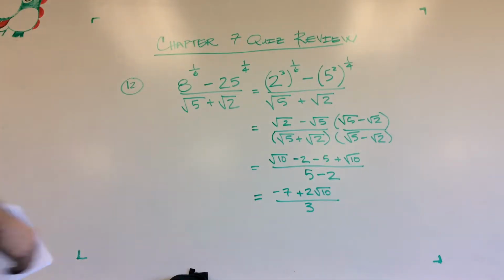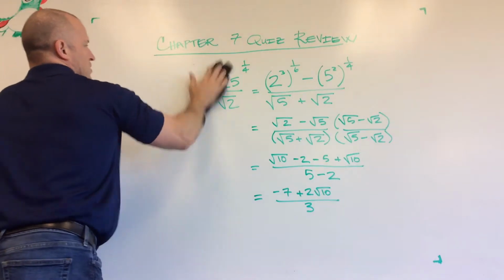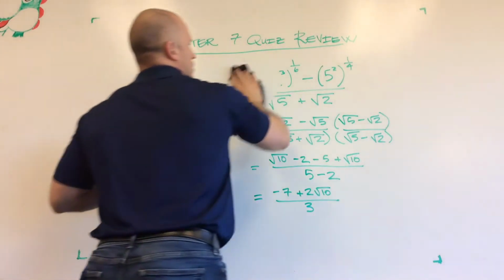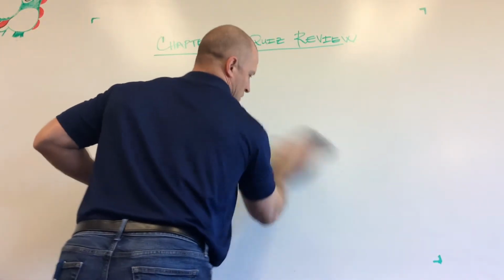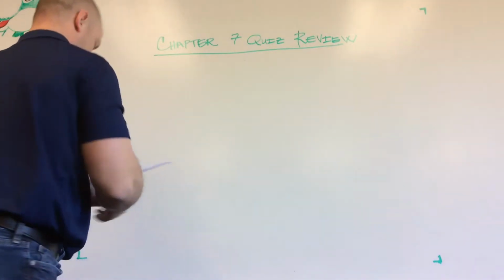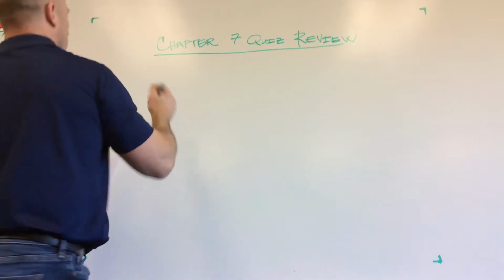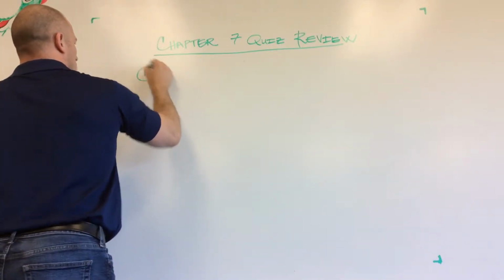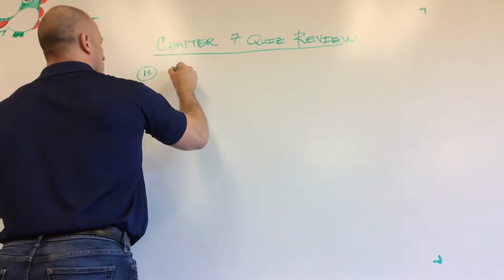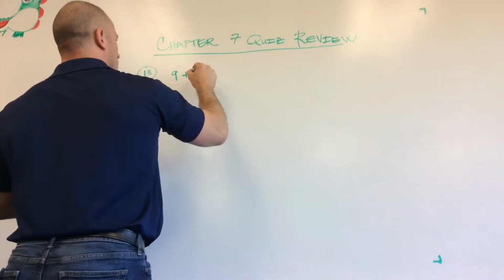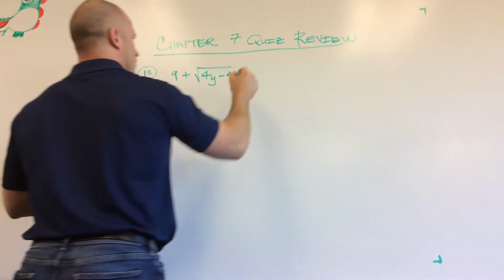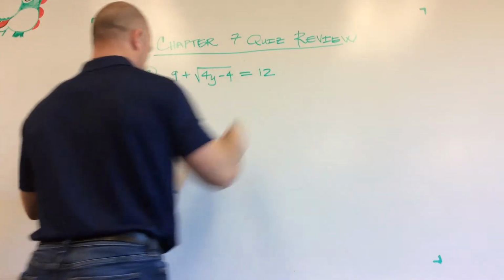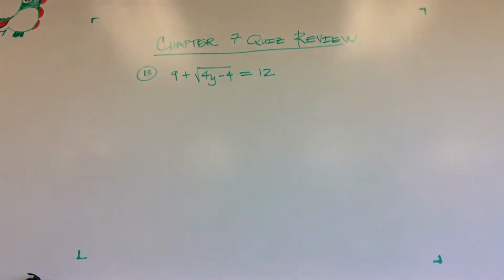The next page asks us to solve each equation. And here we're going to have radicals in our equations. The first thing we want to do when we have a radical is isolate the radical if possible.